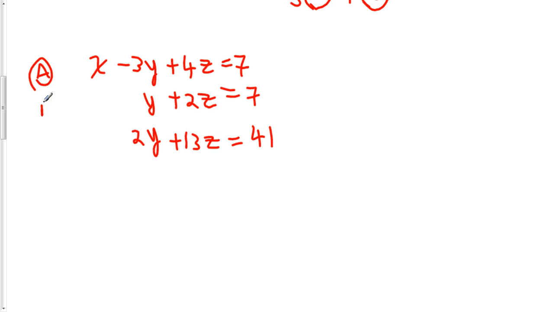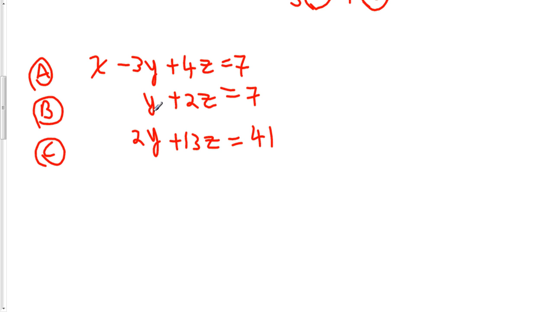But if you notice, B and C, those are two equations with only two unknowns. All right, so I'm going to start focusing on B and C and see if I can't eliminate one of those variables. So I'm going to try to eliminate y now, because notice y has a coefficient of 1 here.